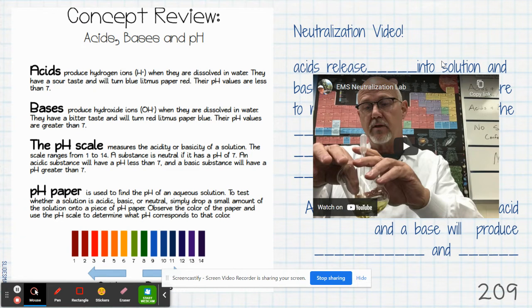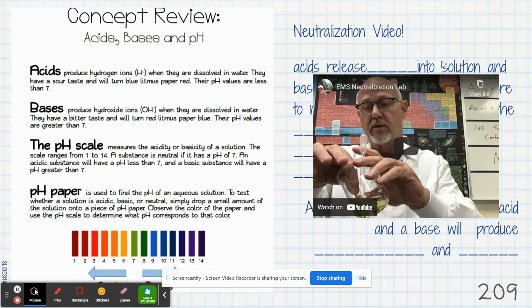All right, a little review here. Acids produce hydrogen ions when they dissolve in water. They have a sour taste and turn litmus paper red. The pH levels are less than 7. Bases produce hydroxide ions, which are OH negative, when they are dissolved in water. They have a bitter taste and turn red litmus paper blue. Their pH levels are greater than 7.